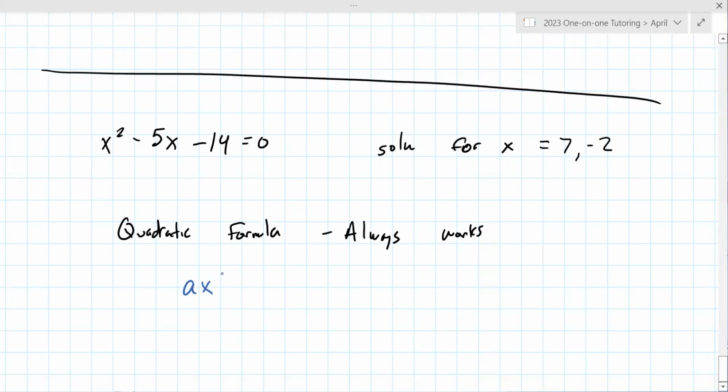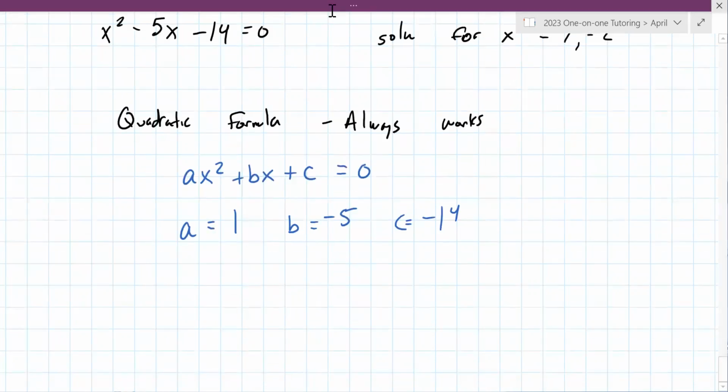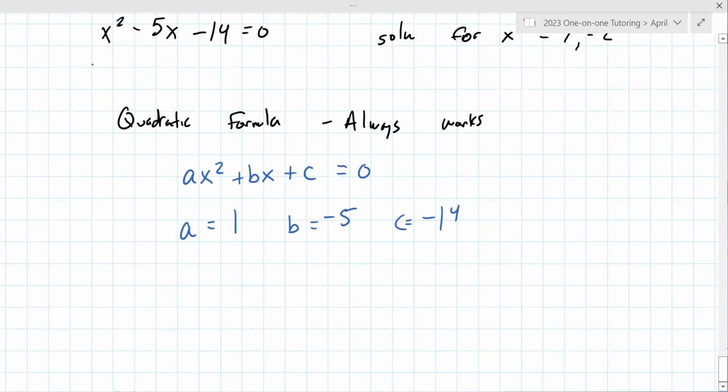So there's this standard form of a quadratic, ax squared plus bx plus c equals 0. A is the number in front of x squared, b is the number in front of x, and c is the constant. In your problem, a is 1, b is -5, and c is -14. Is that clear so far? Yeah. All right. Now, some classes, maybe your teacher will even do this. They derive the quadratic formula from completing the square. We're not going to do that because that's not important right now. I'm just going to give you the quadratic formula.